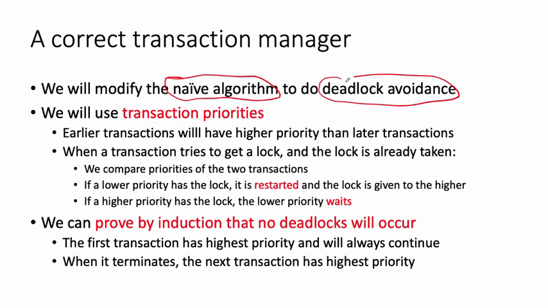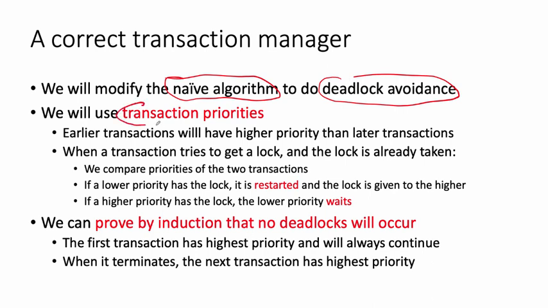The way we're going to do it is we're going to break the cycles. And the way to break the cycles is to make sure they're not symmetric. If I have T1 waiting for T2 and T2 waiting for T1, it's a symmetric situation. But we want to introduce some asymmetry, something that's not symmetric.